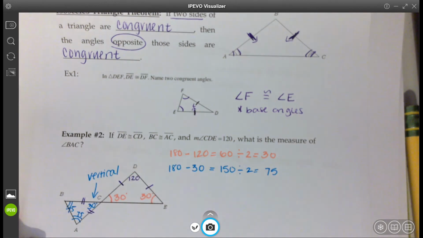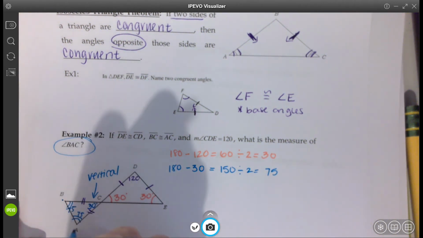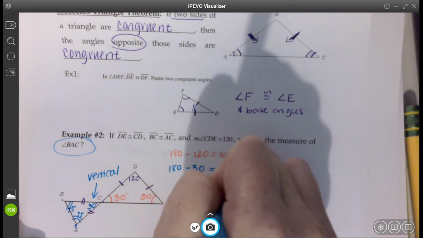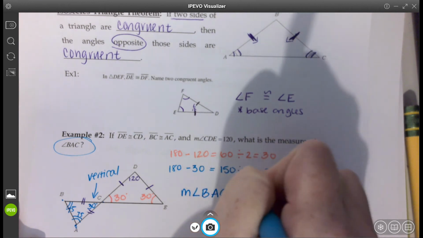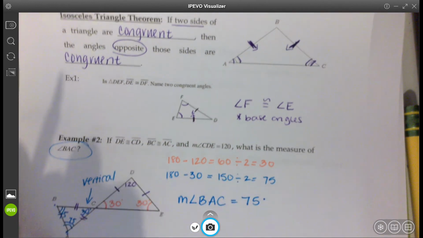Notice how I'm filling in all my information on the diagram as much as I possibly can. All right, so now going back to what it's asking, BAC. So BAC, they want angle A right there. So measure of angle BAC is 75 degrees. All right, let's go to the next page.